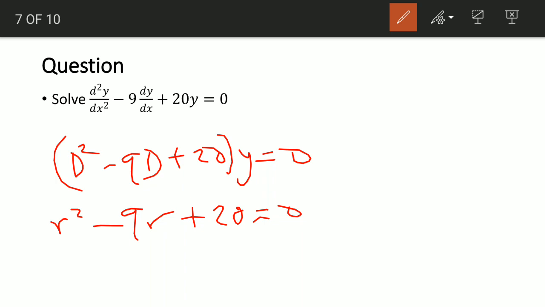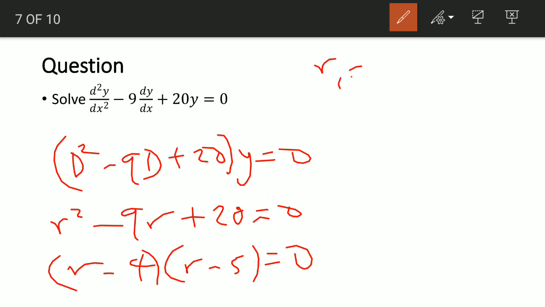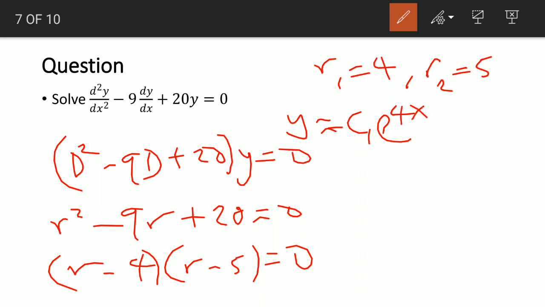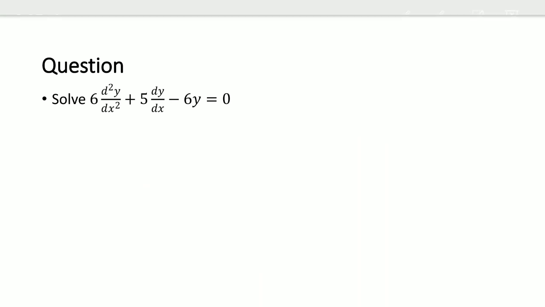I think the two numbers that multiply to give 20 but add to give 9 should be minus 4 and minus 5. So we have r minus 4, r minus 5 equal to 0. So you can see that my r1 here is 4 and my r2 here is 5. So the general solution for this equation is going to be y equals c1 exponential 4x plus c2 exponential 5x, as the answer to the question. That is c1 exponential r1x, which is 4x, and c2 exponential r2x, which is 5x.